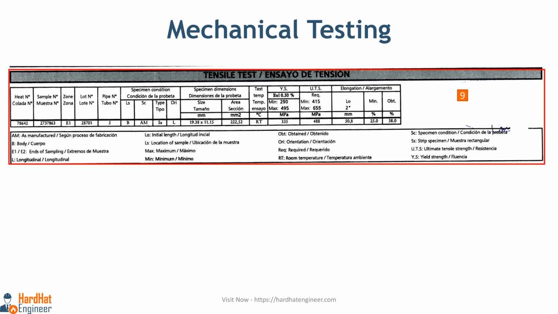The following column shows the lot number of the pipe. One heat number can have multiple lot numbers, indicating that the pipes with these lot numbers were manufactured in the same batch. The specimen condition column indicates the location and condition of the sample. In this case, LS refers to the location of the sample, where B indicates that the sample is taken from the pipe body. SC denotes the specimen condition and AM means as manufactured, indicating that no additional treatment has been given to the sample and it is directly cut from the pipe.